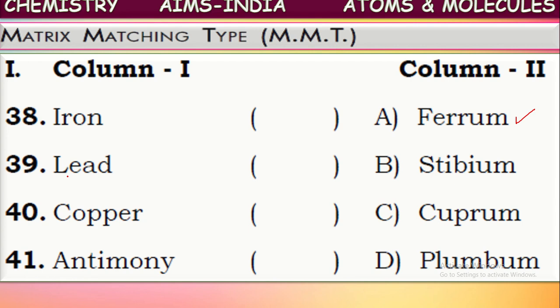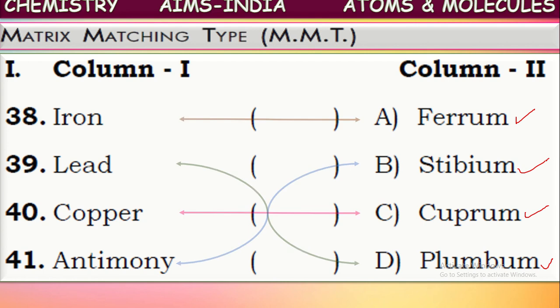Ferrum. What is the Latin name of lead? Its Latin name is plumbum. Copper, its Latin name is cuprum. Antimony, stibium. Okay, try to match these properly now. See the matching given here. Observe it. Iron, ferrum, lead, plumbum, copper, cuprum, antimony, stibium. So this is the correct matching. Observe it once. They have given elements and their Latin names. We have matched those.